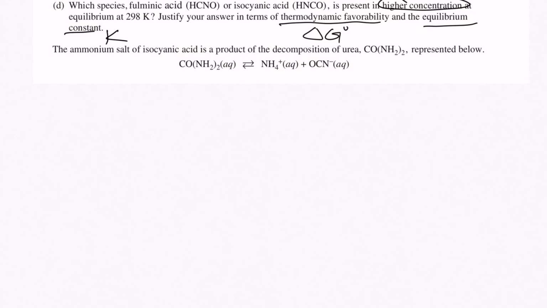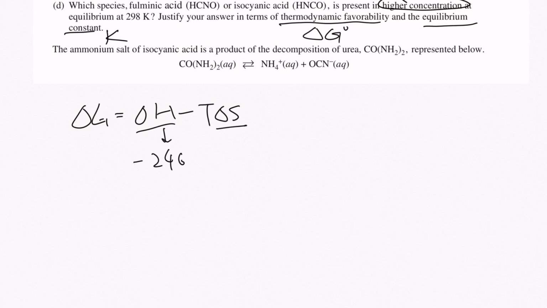So this question is asking for a higher concentration in terms of delta G and K. There's an equation for delta G: delta G equals delta H minus T delta S. In this case, from the previous questions, we know delta H is negative 246 and delta S is close to 0, so that term is 0. Therefore, delta G equals delta H, which equals negative 246 kilojoules per mole.